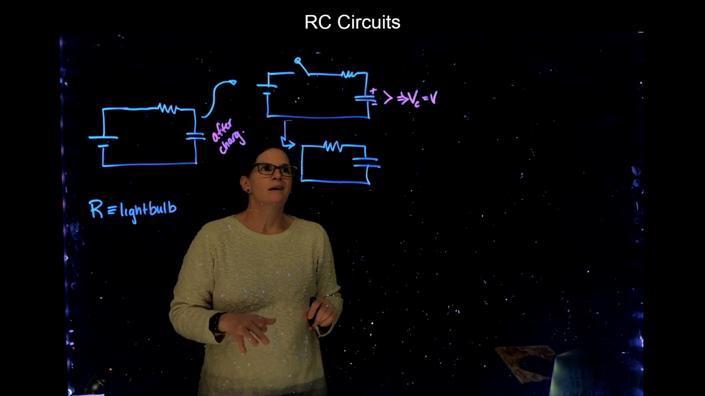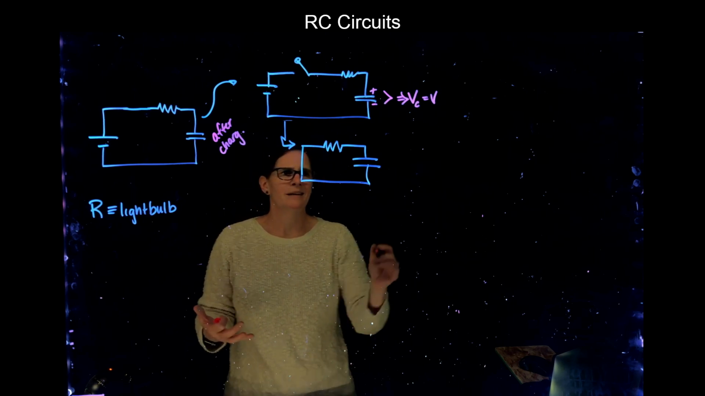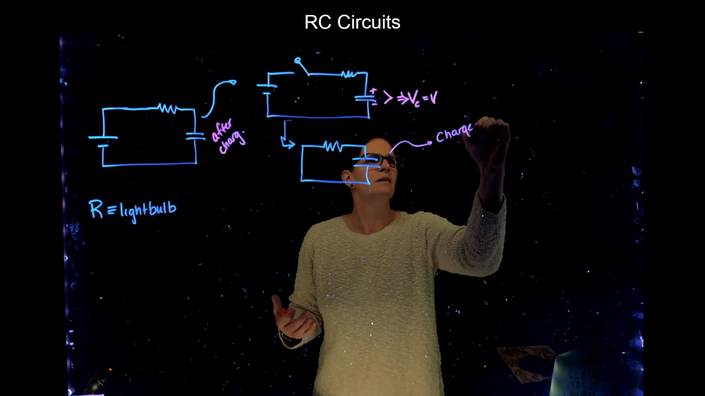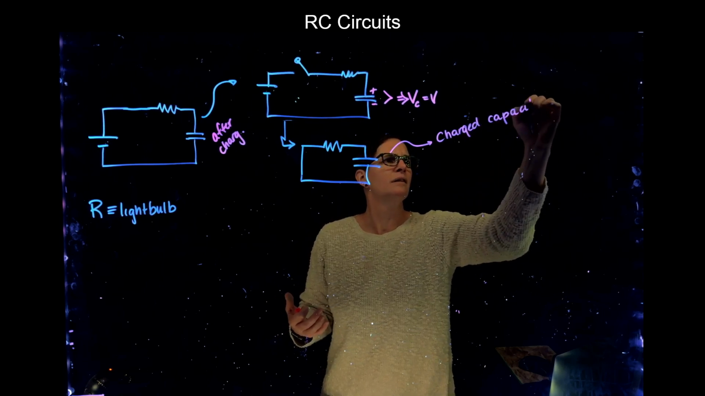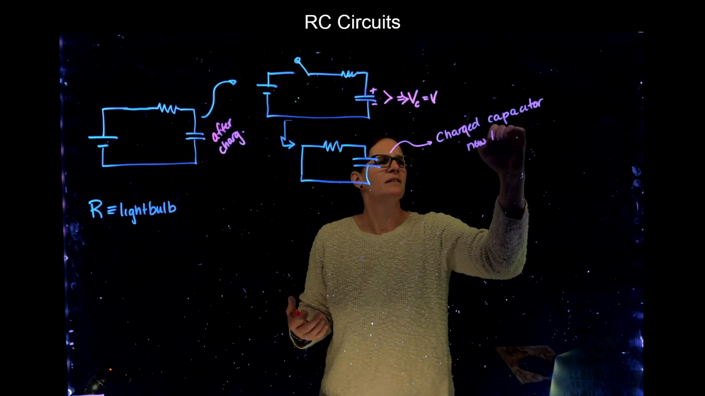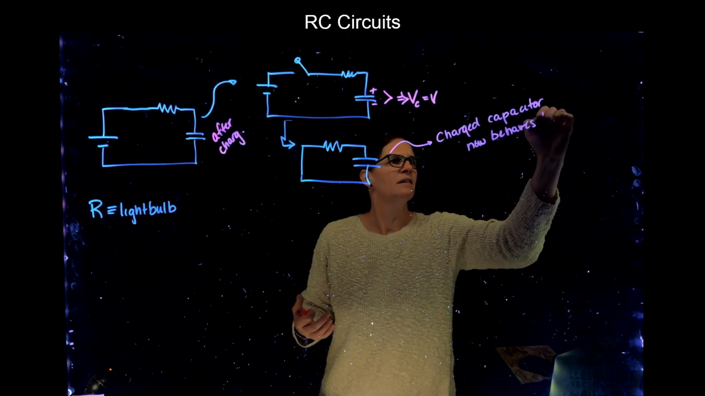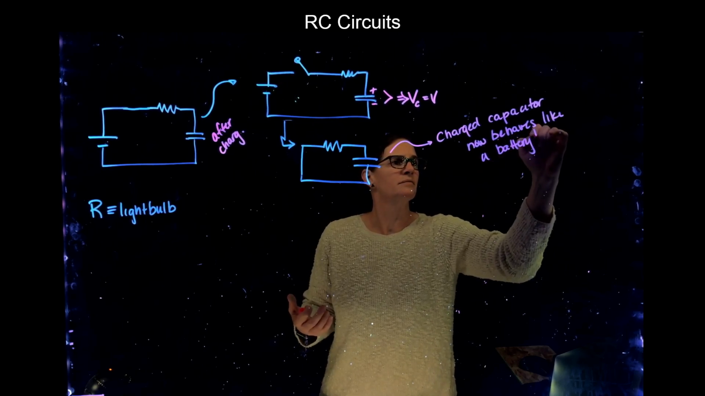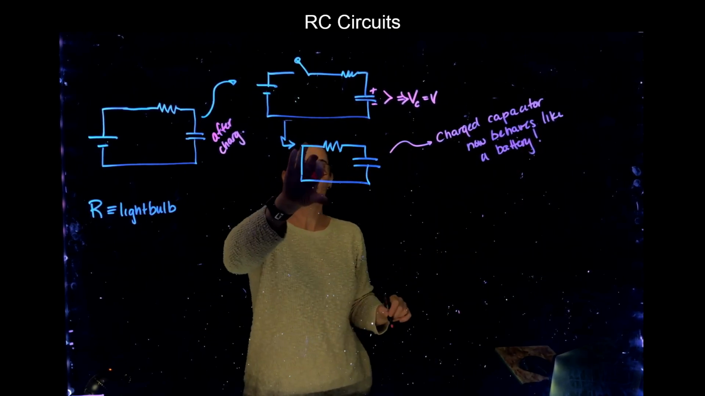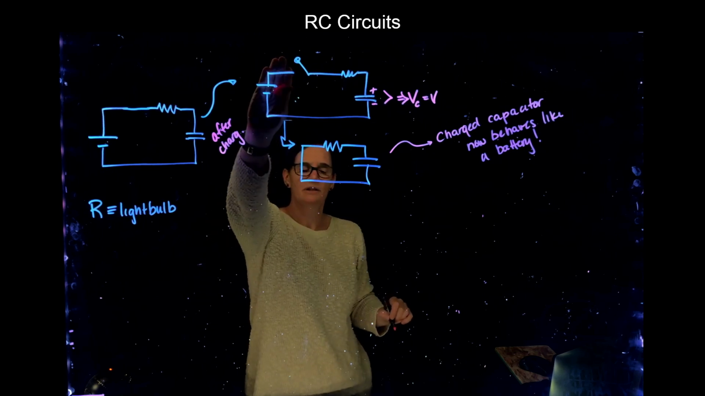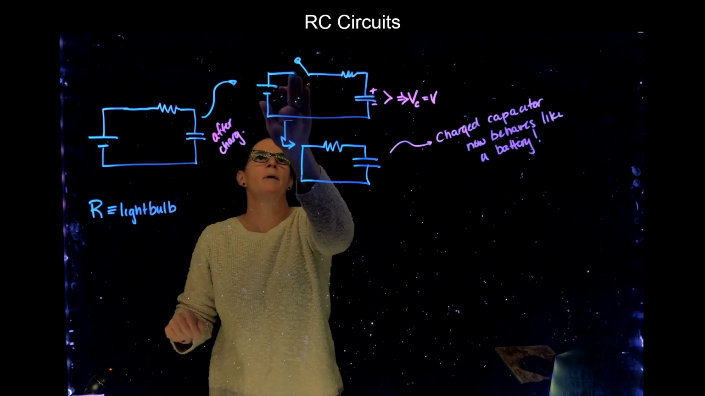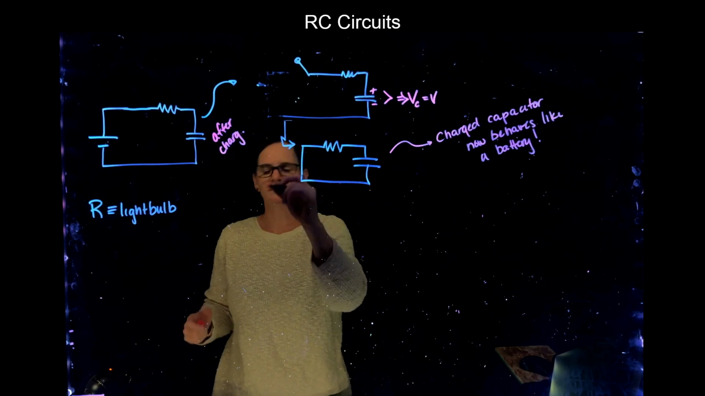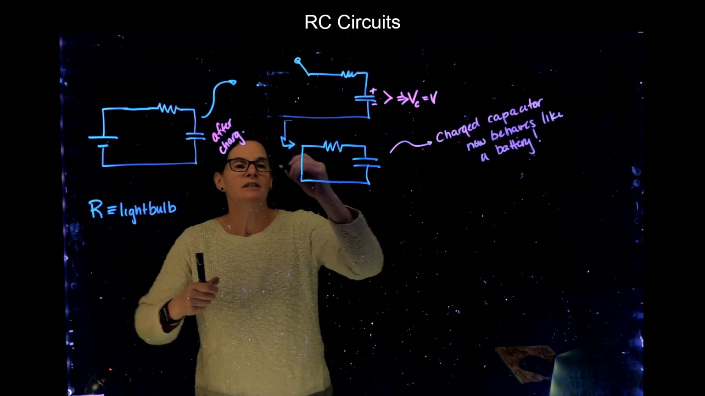Okay? Well, that's like a little battery. A charged capacitor now behaves like a battery, a voltage source. So when I close the switch, taking out the battery, you can't see me taking out the battery, but if I close the switch and take out the battery, just write that down if you're trying to keep track.